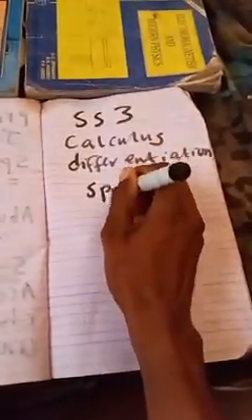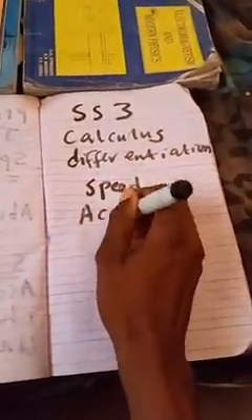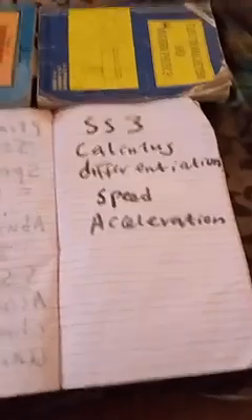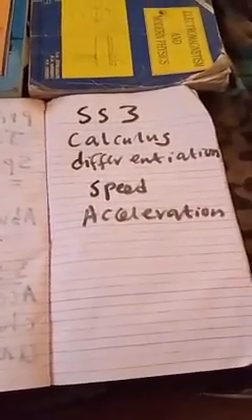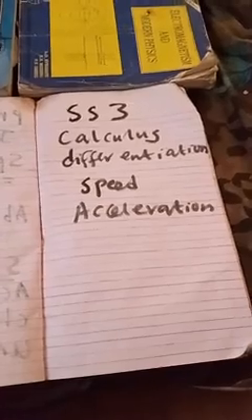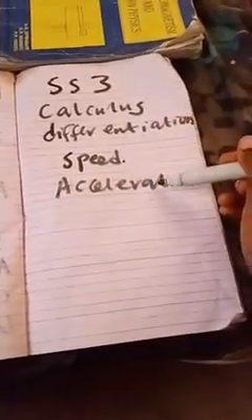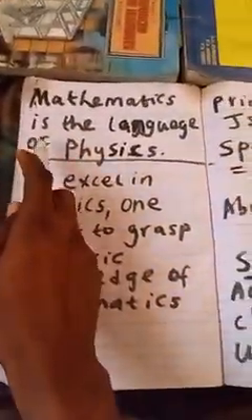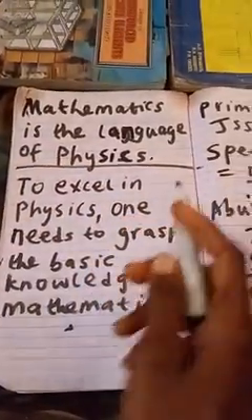Now tell me, somebody that didn't understand the concept of speed, then acceleration, you now get to calculus, what will you think? Of course, the person's mind will go blank. What am I talking about? What's even differentiation and calculus? But if at that early stage you understood speed, then acceleration, definitely calculus now will not be a piece of cake. So that's why I keep saying that mathematics is the language of physics. Thank you.